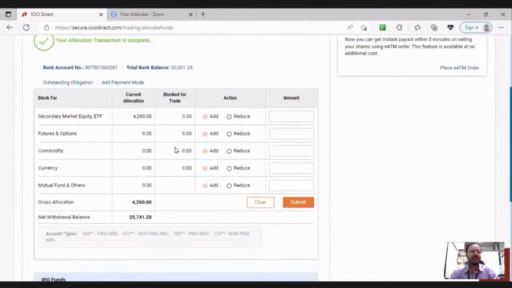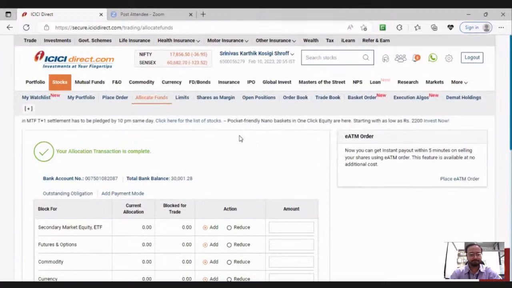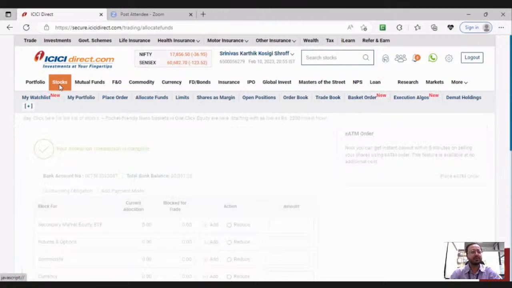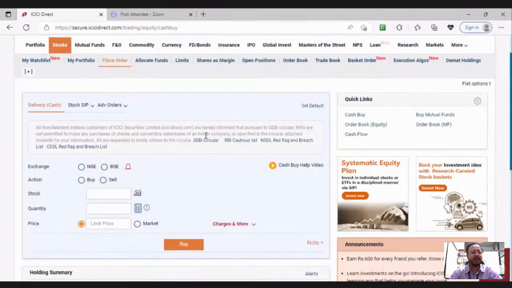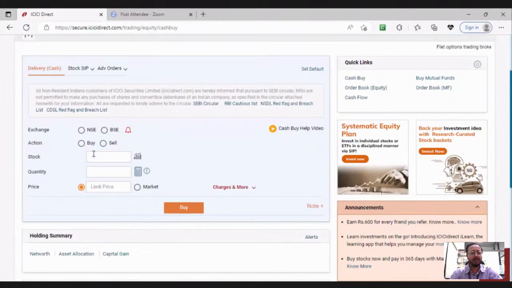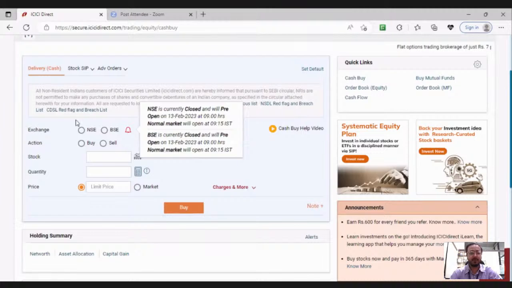So even if your funds are allocated into the trading account, you will not be losing interest. You will get the interest for the funds even if they are allocated into trading. And once you have allocated your funds, in order to place an order, you can go to stocks here, and go to the place order page. Let me show you how to place an order in your account.